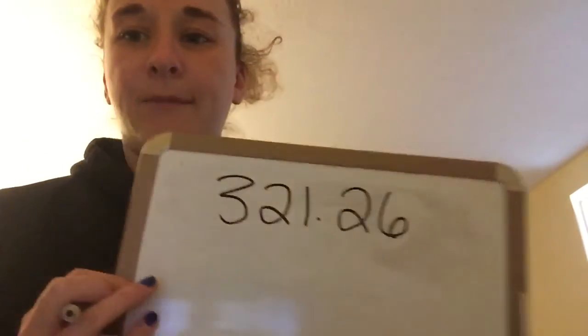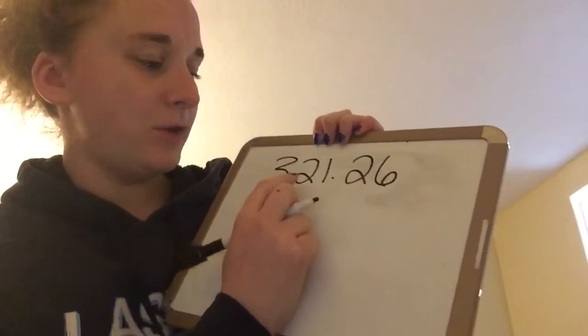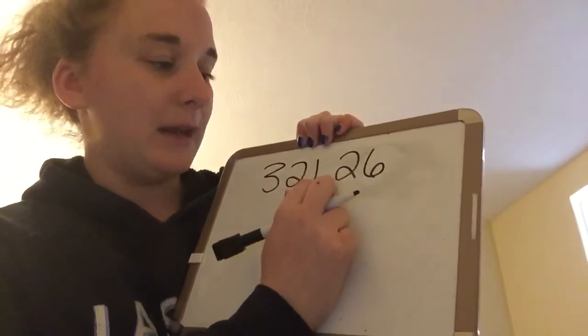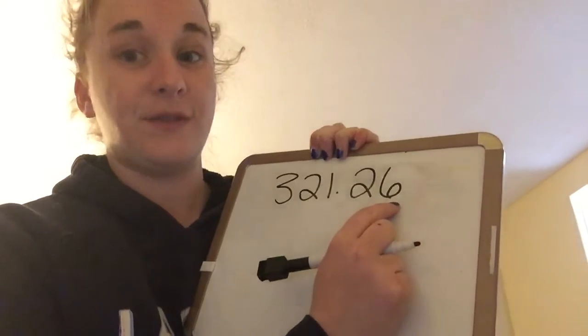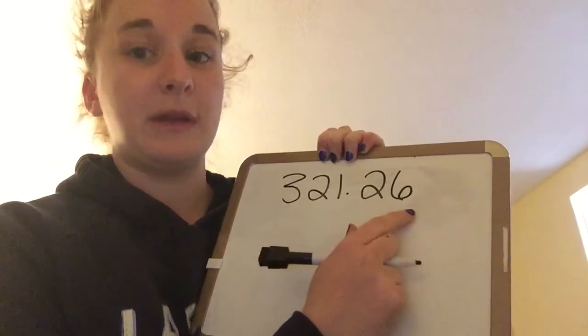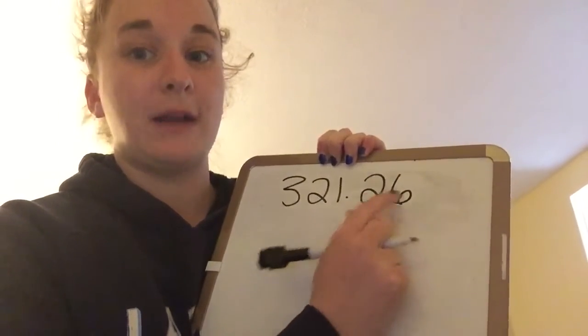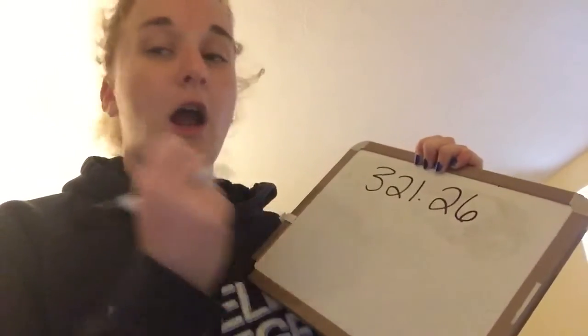I have my number here, 321 and 26 hundredths. Remember, I always read the last place value I see, and the last place value here is 2 spots after the decimal. So that's our hundredths place.